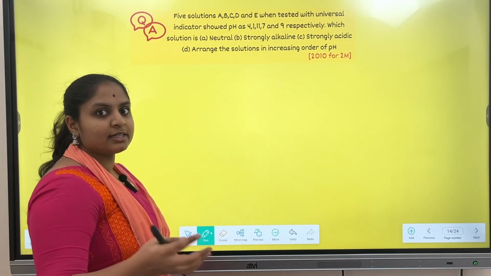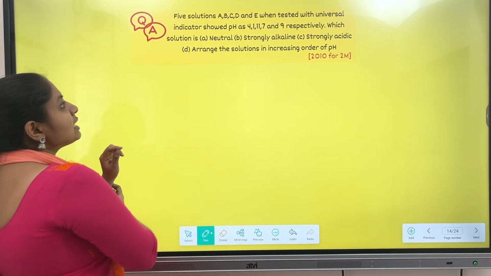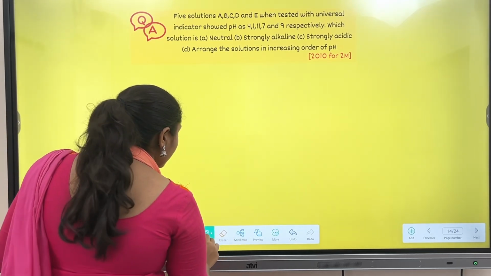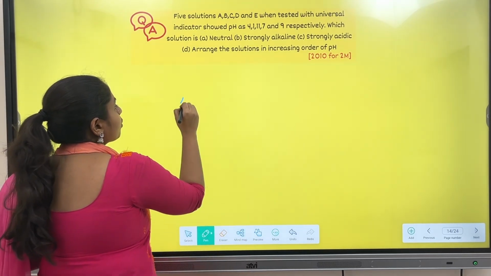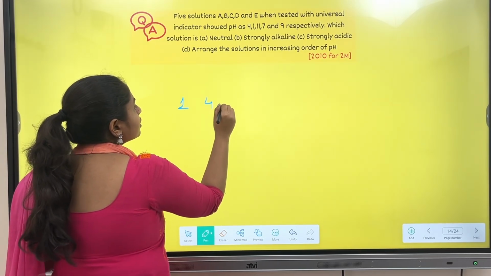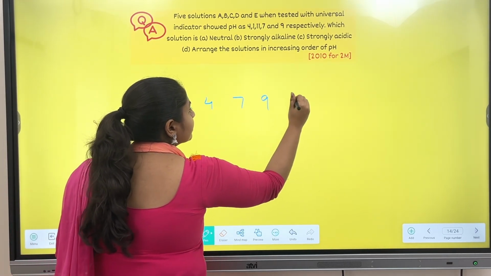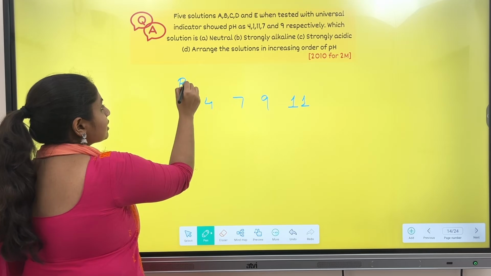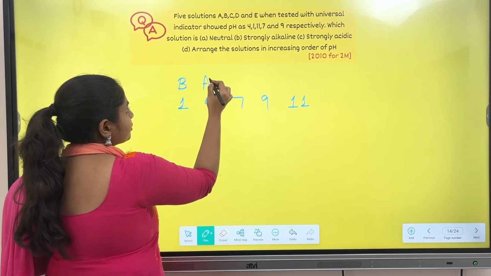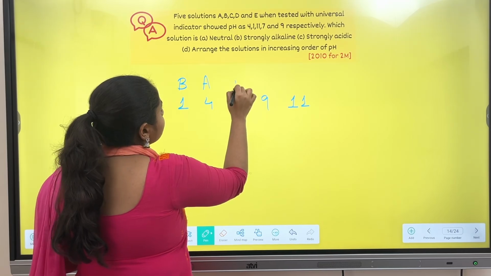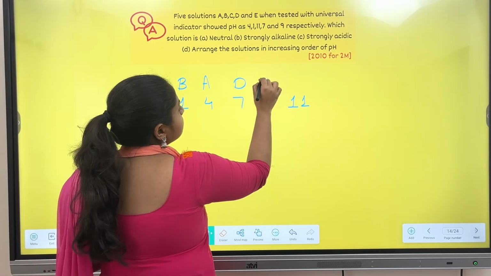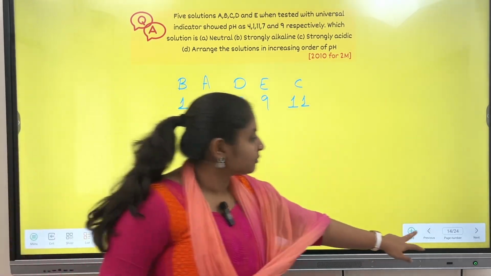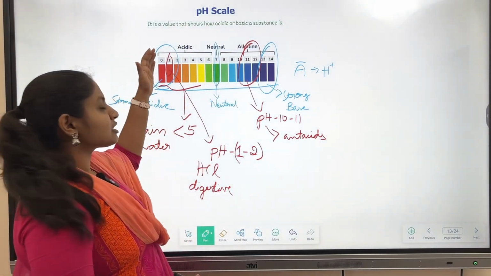Before we go ahead reading the question, first see the pH values and arrange them in ascending order, that is, smaller to larger. What is the lowest value given? 1. Then we have 4, then 7, 9, 11. So these are the 5 solutions. 1 represents solution B, 4 represents solution A, 7 represents solution D, 9 represents E and 11 represents C.